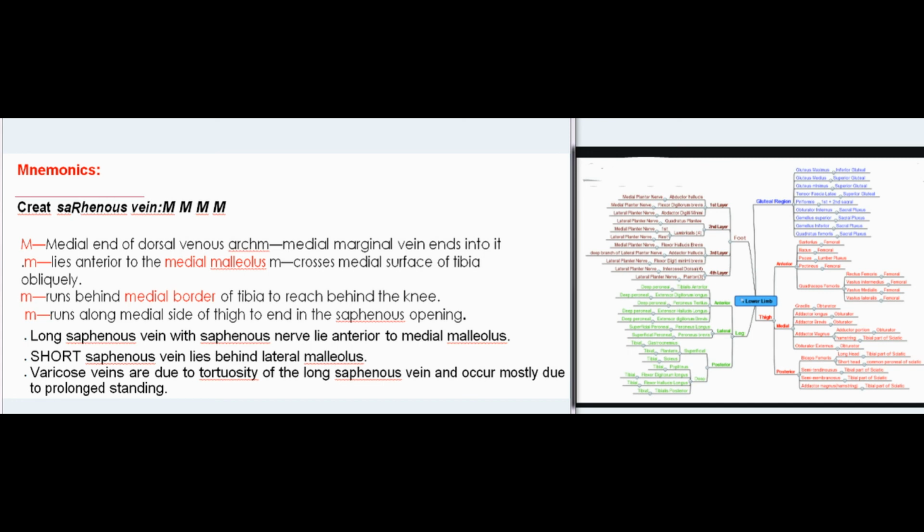Long saphenous vein with saphenous nerve lie anterior to medial malleolus. Short saphenous vein lies behind lateral malleolus. Varicose veins are due to tortuosity of the long saphenous vein and occur mostly due to prolonged standing. Long saphenous vein is used to bypass the coronary artery after inverting the vein.